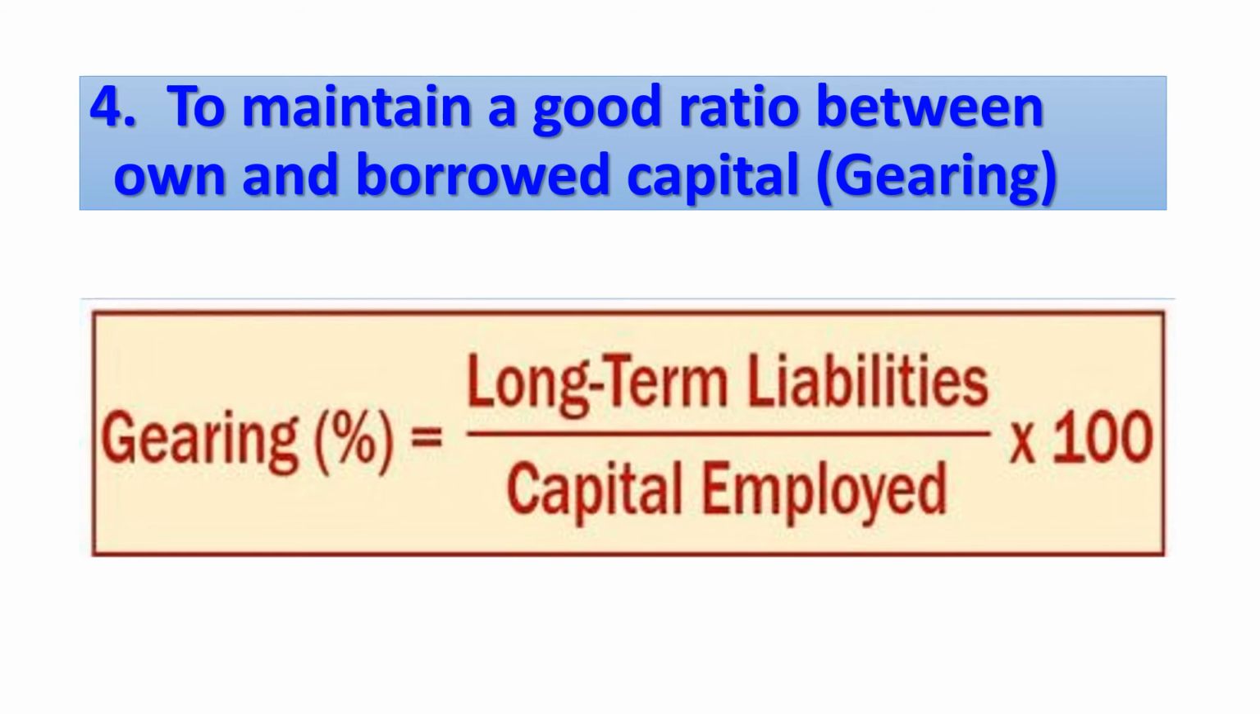And then we also need to maintain a good ratio between our own and borrowed capital. We call this gearing. Gearing measures the percentage of funds that have been borrowed from outside the business for long periods of time. A gearing above 50% is very high, as a large amount of money has been borrowed from outside the business and will have to be repaid. So we do not want a high percentage here. So you take your long-term liability and you divide it by your capital employed. That will give you your gearing ratio.